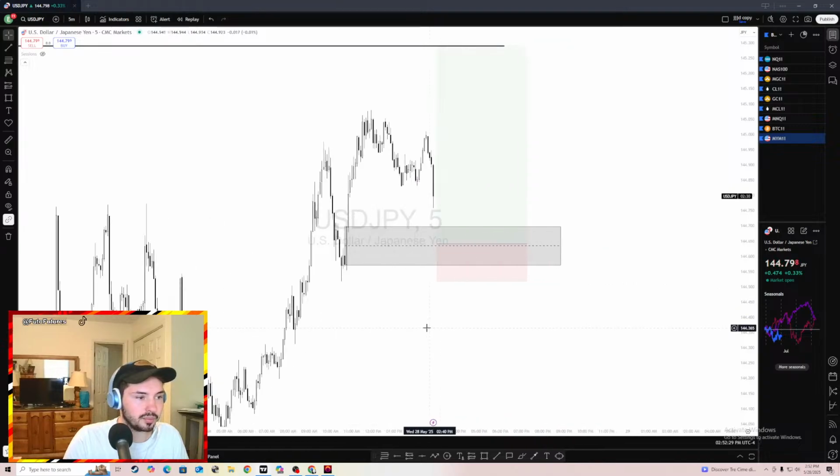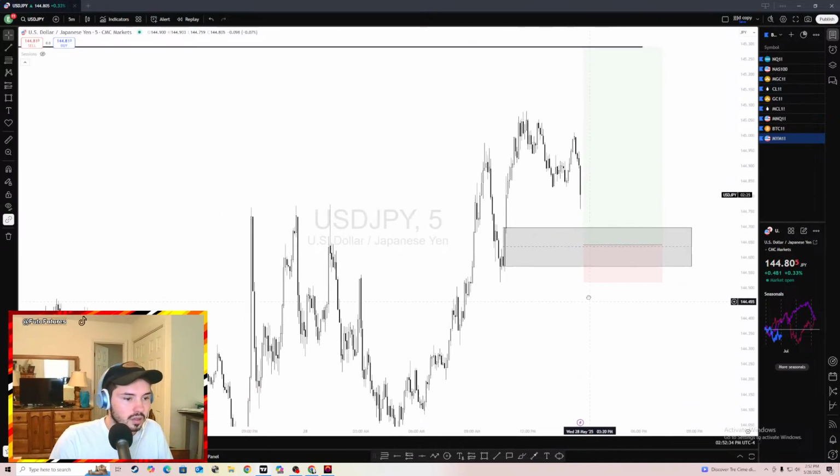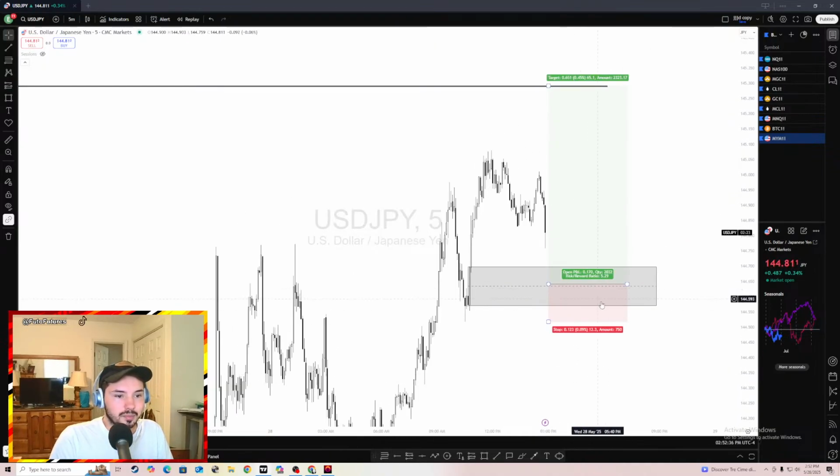And you can see how it grabbed this low right there, and I bet it's going to work down to this point right here. This might be something I would take.